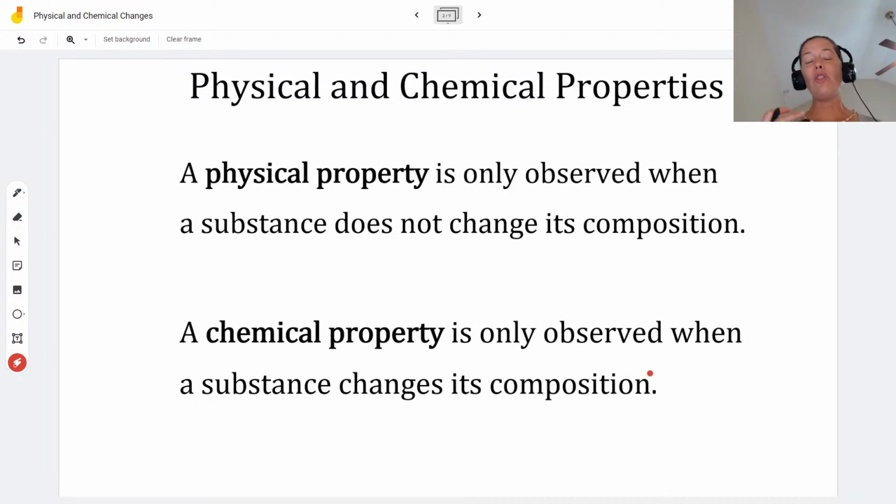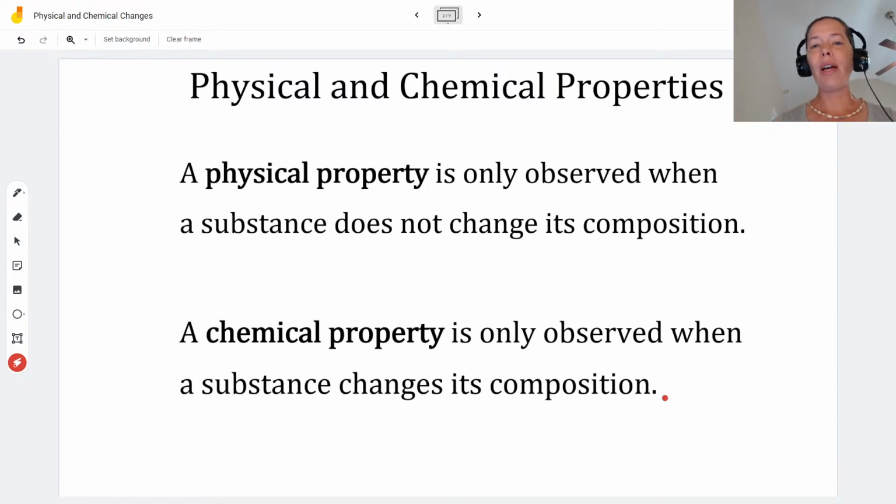And what they are going to do is take the substance and change its composition. So if you think about burning a log, one of the chemical properties of wood is that it is flammable. And so to see that property, obviously you're going to change that piece of wood into basically gases and ash. Okay, so those are our two definitions of physical and chemical properties.